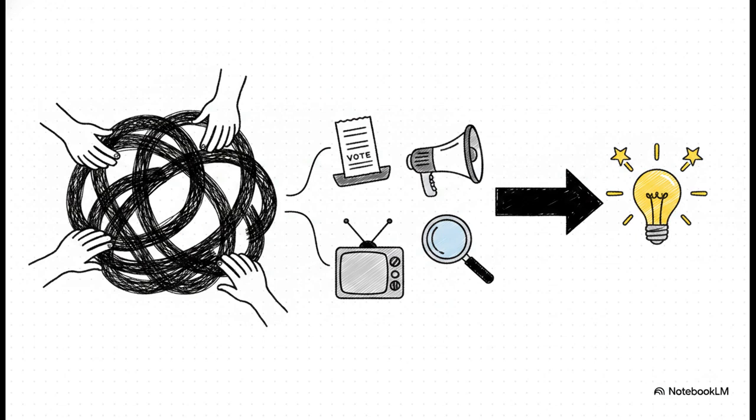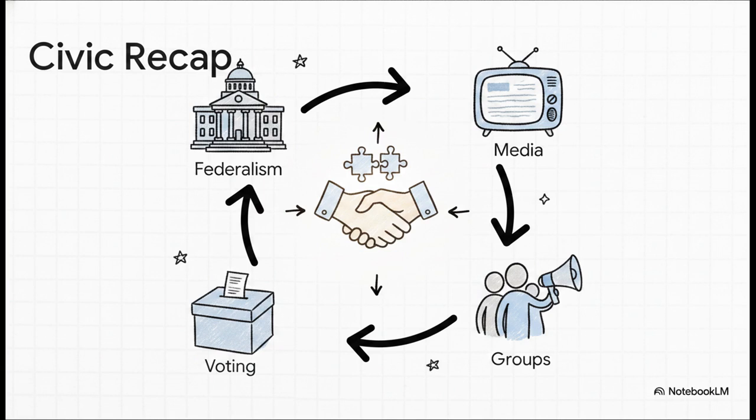It's all connected. Let's do a super quick recap. Federalism divides power, giving you local, state, and national entry points. The media informs you and frames the public agenda. Parties and interest groups amplify your individual voice. Voting formally translates that public opinion into leadership. And together, the whole shebang, all of this civic engagement, is exactly how we solve problems.